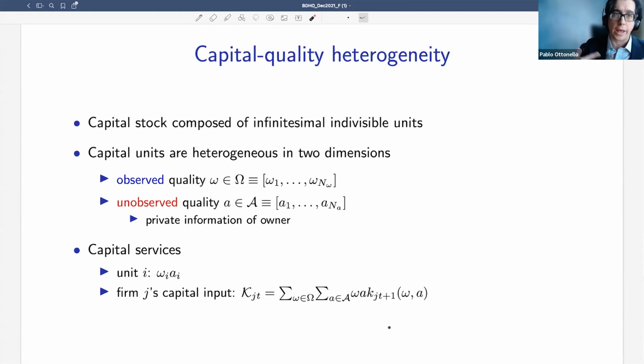Okay, so introducing these observed qualities is a useful device to bring them out to the data. Yes. Pablo, can I ask a question? Yes, related to the observed quality, please.